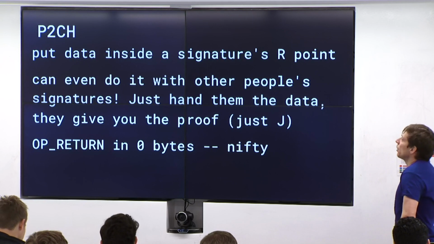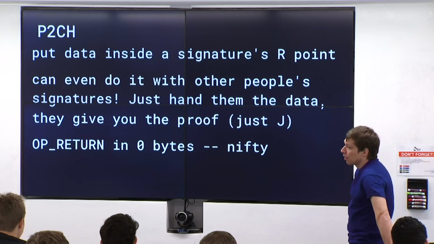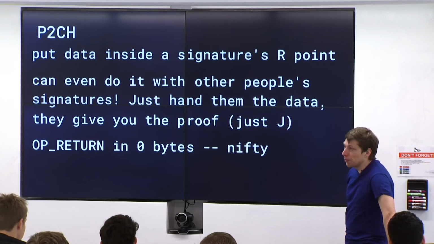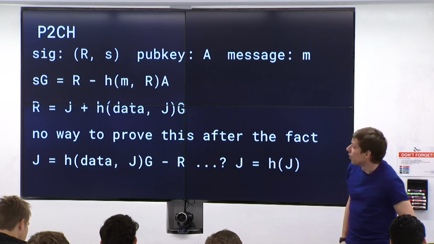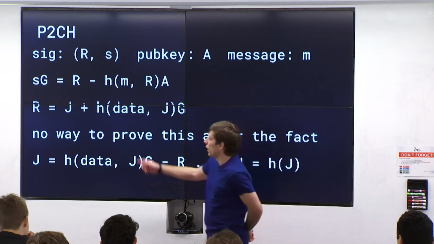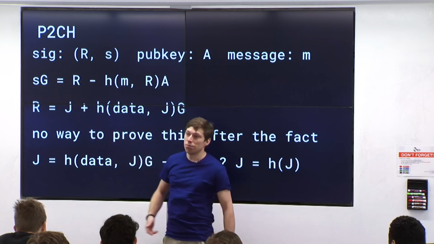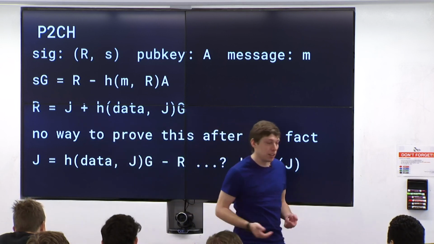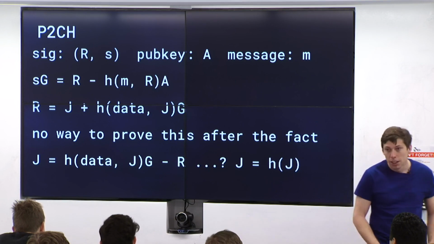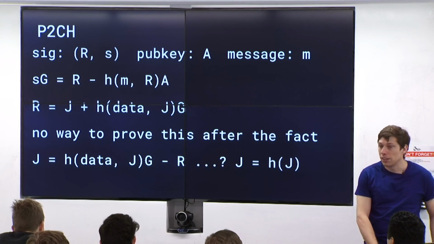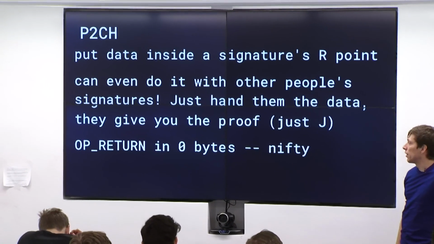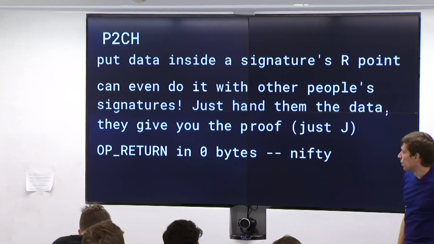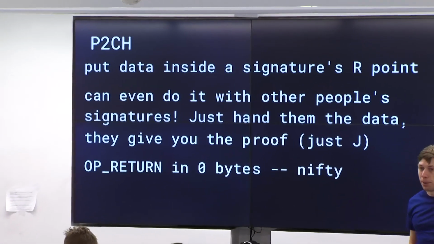You can even do it with other people's signatures. There's no real private information here. If I just hand you some data, it's totally safe, right? Hey, here's some data. Okay, here's the J point that goes in, that constructs this in the R. Like, okay, sounds good. I can put someone else's data into this. You just hand them the data, they give you the proof, which in that case is just J. So it's OffReturn with 0 byte overhead.